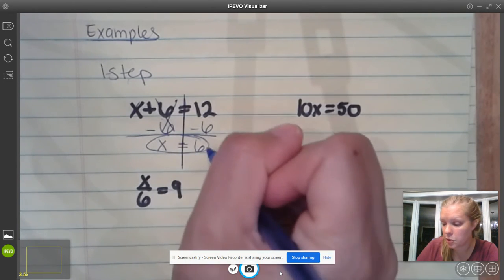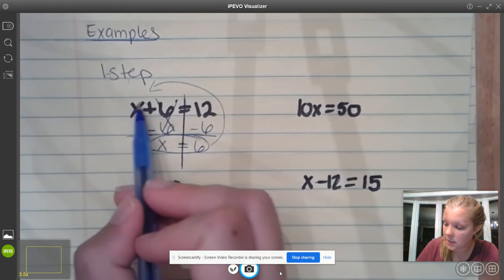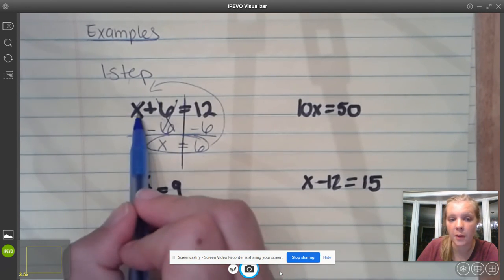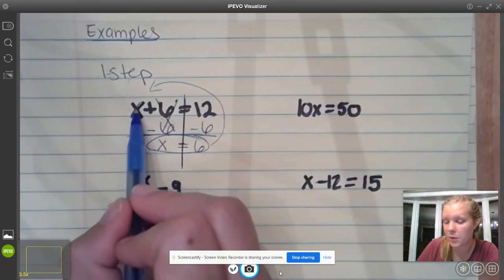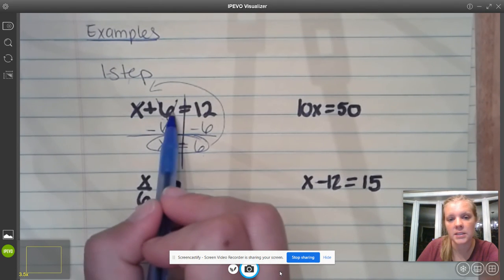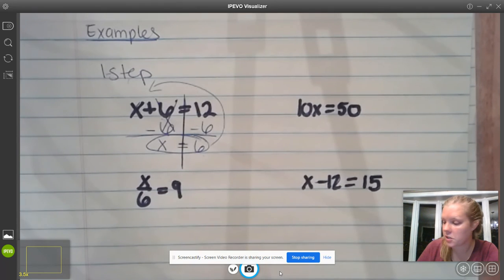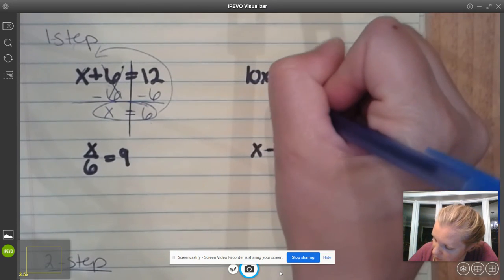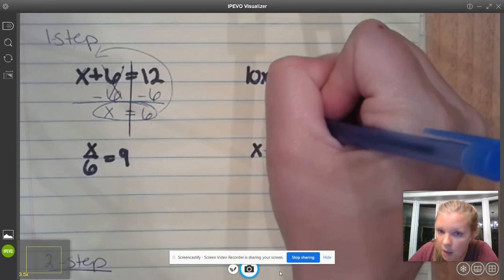I could substitute that 6 back in. 6 plus 6, I'm telling you that x is 6, so I can rewrite this. Instead of writing an x, we can put a 6 here. 6 plus 6 equals 12, and so I know my equation is correct. Let's look at this next equation. I can draw a line through that equal sign again, separate the problem.